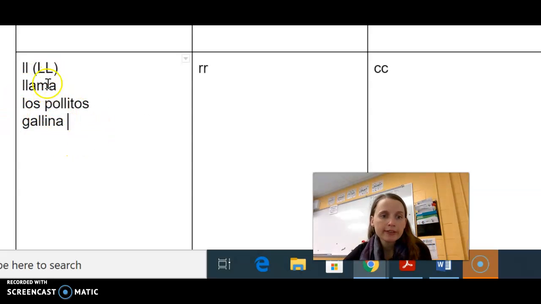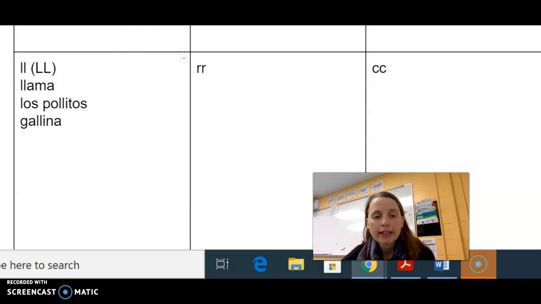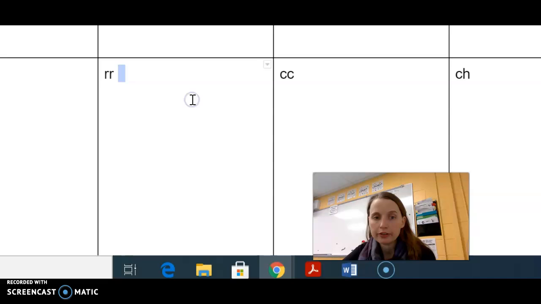In some countries, instead of the y, their accent makes a j sound. So it would be llama, pollitos, gallina. But the Spanish I speak makes that y sound. So it's just like different accents in English. So they say it a little differently, but it's really easy to tell what they're saying. Okay. All right. And then we have two R's, double R's.